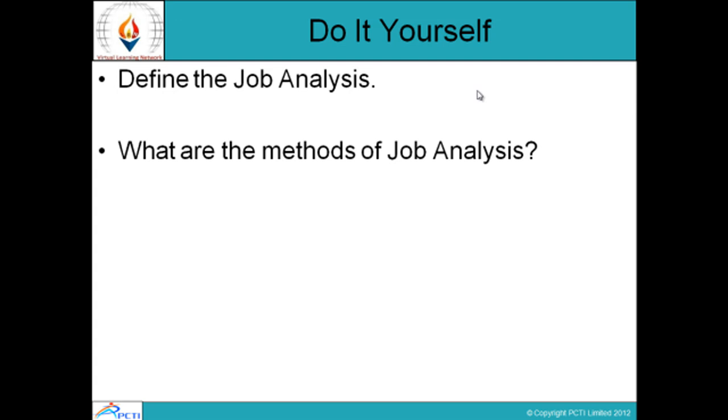So there are a few questions which you have to do yourself. First is define job analysis. You have to define what job analysis is, and another is what are the methods of job analysis. So define all the methods which are used in job analysis.